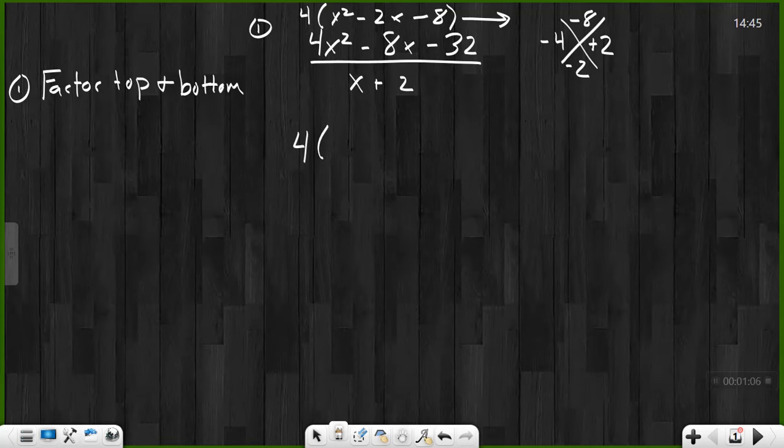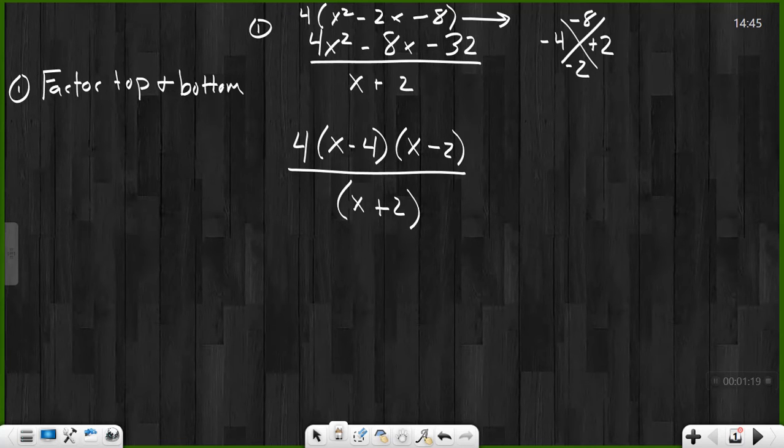Giving me a top now of 4 times x minus 4 and x minus 2, because it was a just x squared problem, which is why they use the shortcut. On the bottom, there's no GCF, no x squared, so I can just put that x plus 2 in parentheses. Sorry, missed my plus up there.